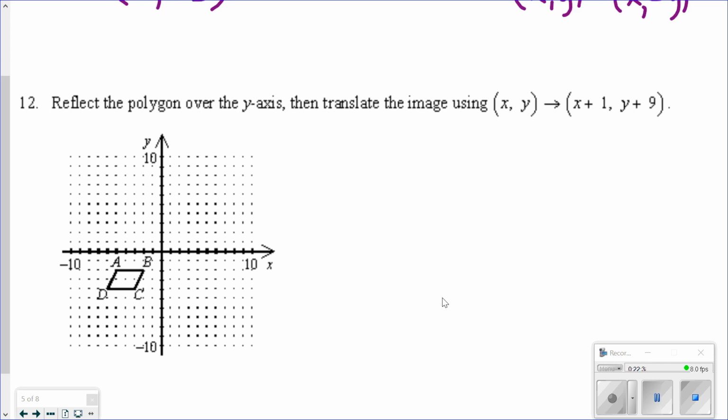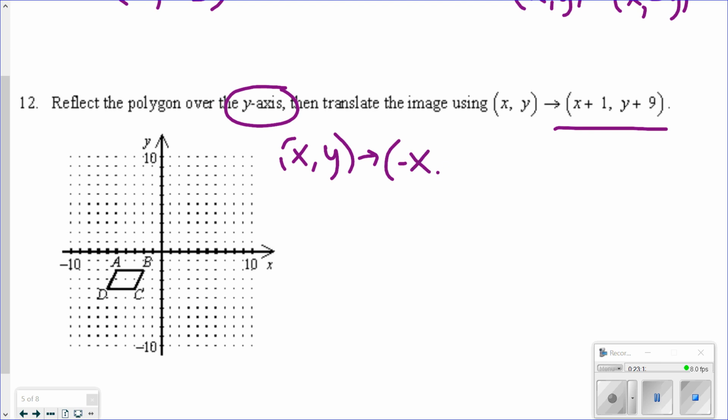Reflect the polygon over the y-axis, then translate it using the image. We're going to x plus 1 and then y plus 9. All right, so flipping it over the y-axis means that we're going to keep the y value the same, but make the x value negative. So for example, I'm going to write that out. So xy, this time, the x is going to be negative and the y is going to be the same.